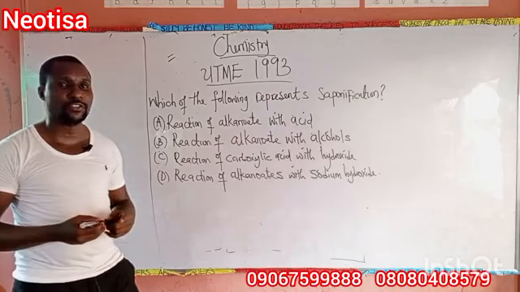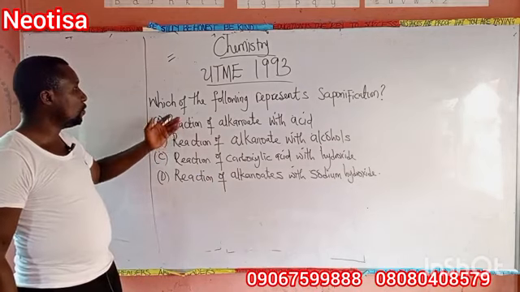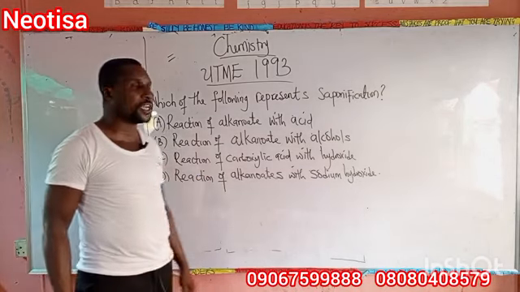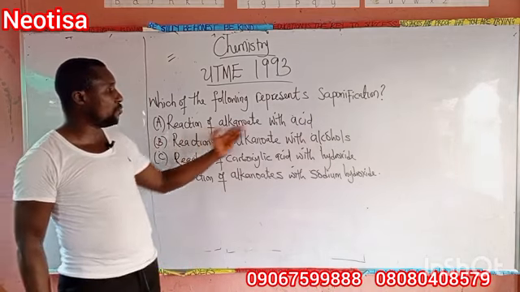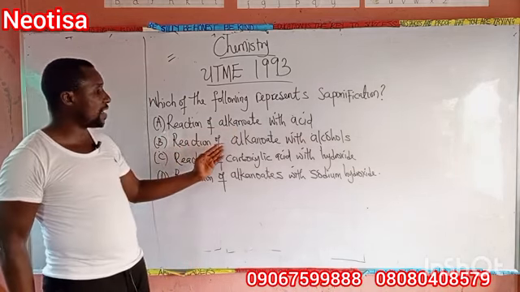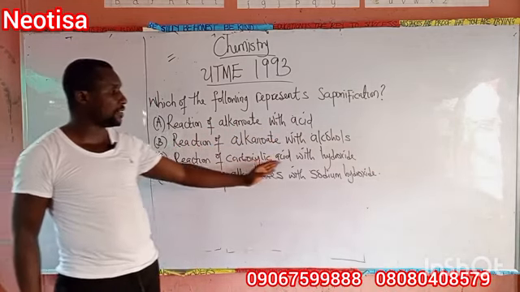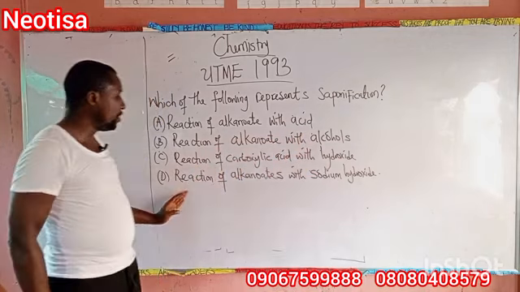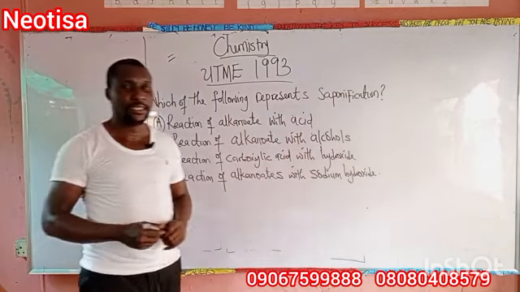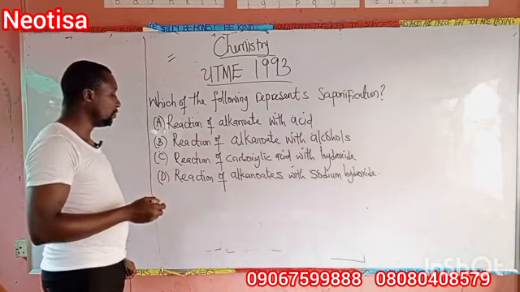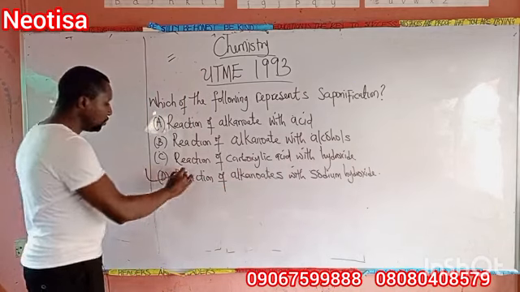Let us look at this question from UTME 1993. It says, which of the following represent saponification reaction? We have reaction of alkanoate with acid, reaction of alkanoate with alcohol, reaction of carboxylic acid with hydroxide, reaction of alkanoate with what? Sodium hydroxide. The answer to this question is reaction of alkanoate with sodium hydroxide.